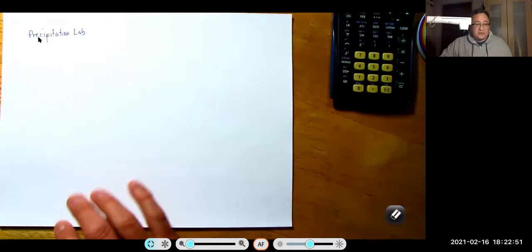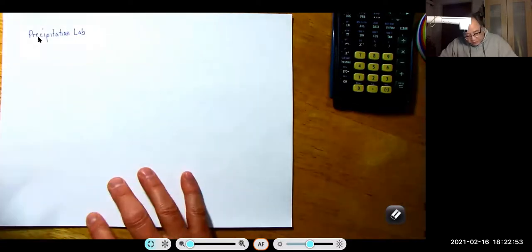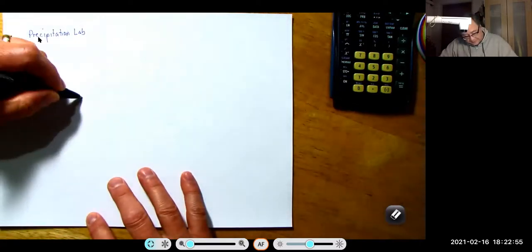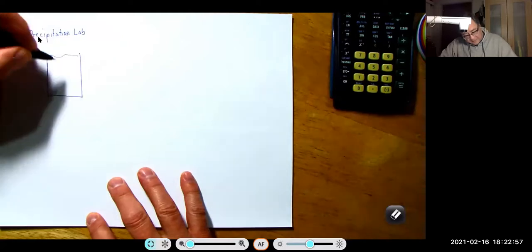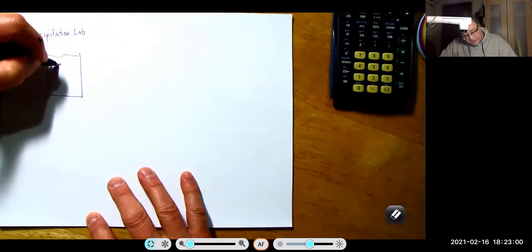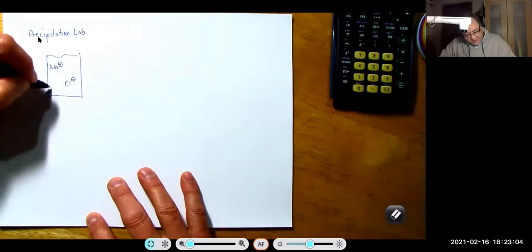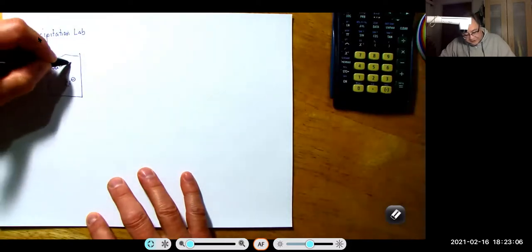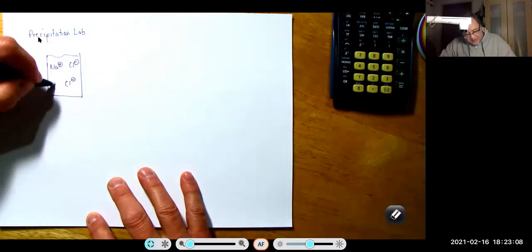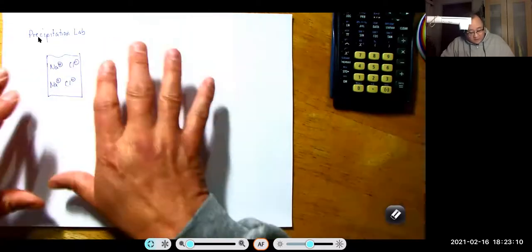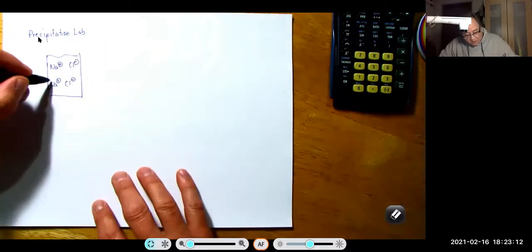And a precipitation lab is when you have two solutions. So this has sodium ions and chloride ions in it. And when you have these solutions, these ions are just floating around in water. Each one of these is surrounded by water molecules.